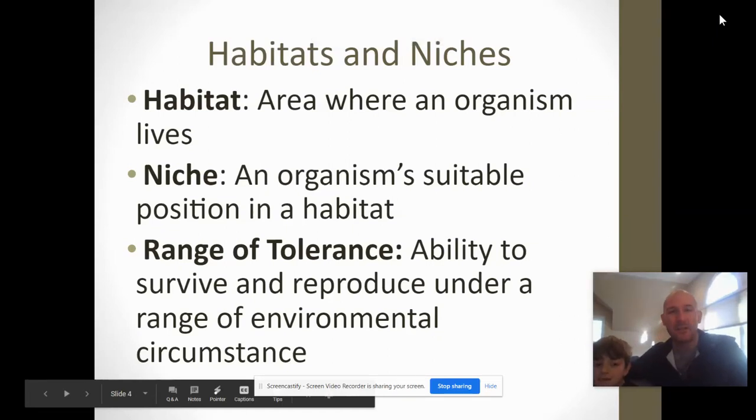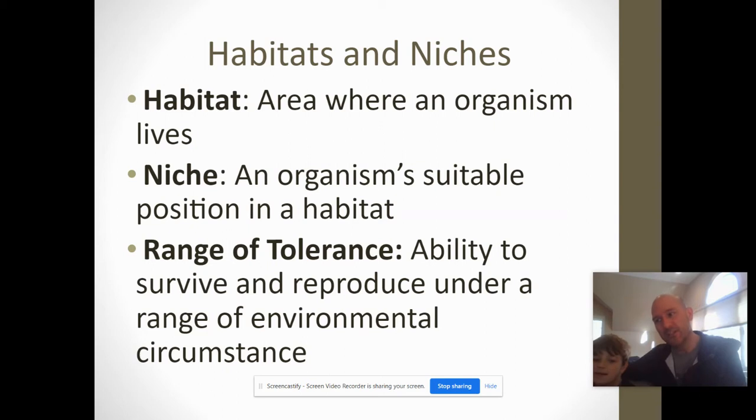This little mini lecture is about habitats and niches. Niches. I like saying niches. What do you want to say, niche or niche? Niche. Okay, we'll say niche. Okay. So just a couple quick things.